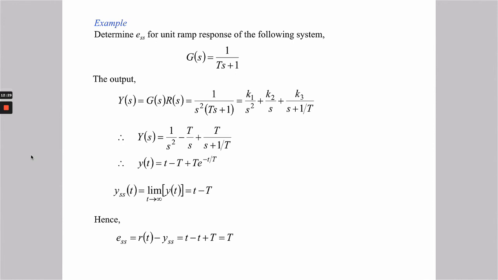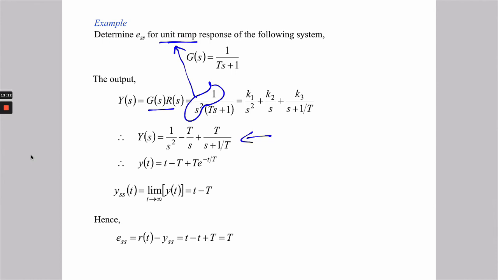Next example, we find the steady state error for unit ramp response. For the following system, we have G(s) equals 1 over Ts plus 1. Similar to the previous example, what we do is we find G(s)R(s). In this example, we have 1 over s squared, because this is a unit ramp. So we can find the coefficients using partial fractions, and we find values K1, K2 and K3, and we get this equation.